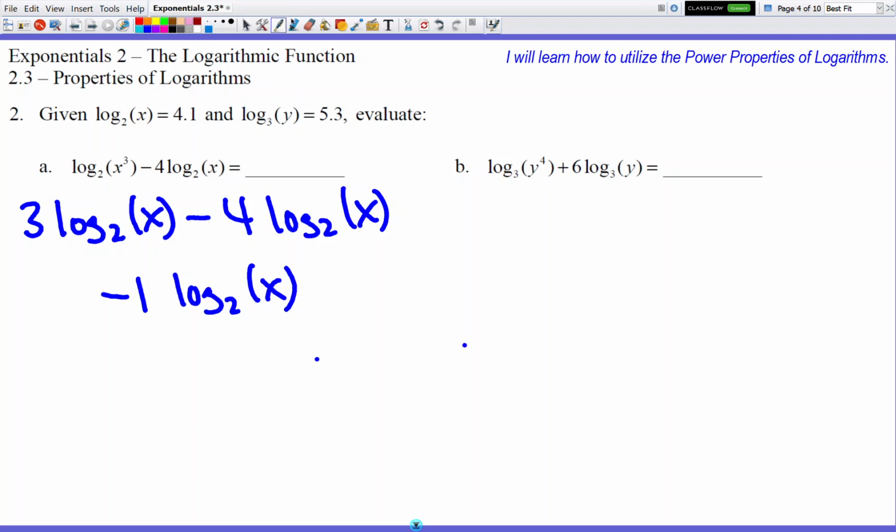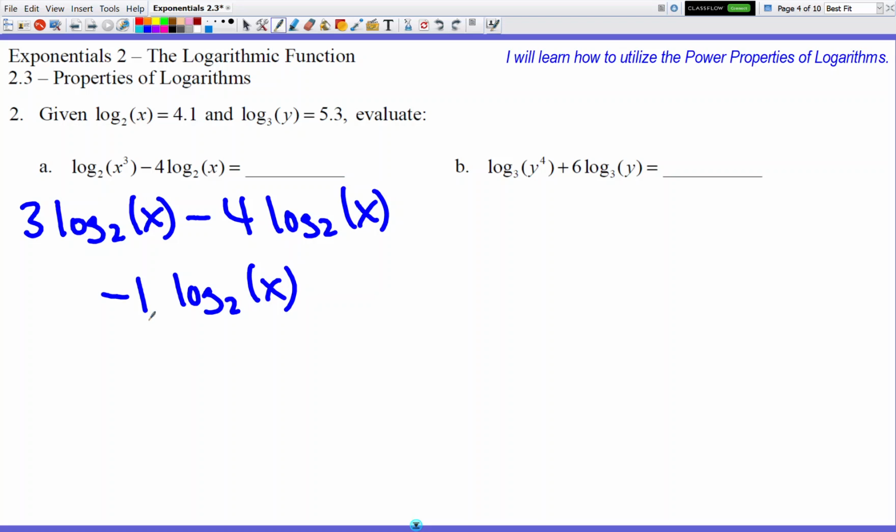Basically, because this 3 got moved to the front, we now have like terms. In the beginning of this problem, these are not like terms, because this one has a 3 right next to the x and this one doesn't. But by shifting the 3 to the front via the property we just worked on, property 5, the two terms, log 2 parentheses x, now match. Now that they match, they're considered like terms. We just go 3 minus 4, and we get -1.